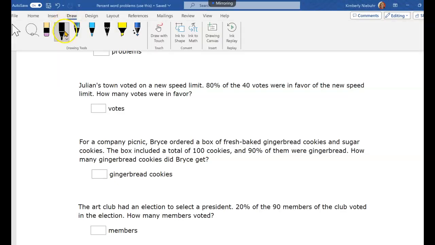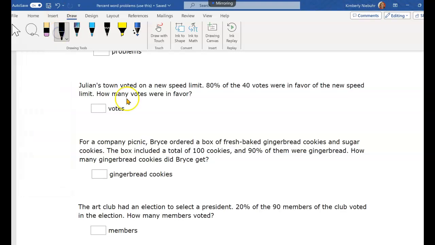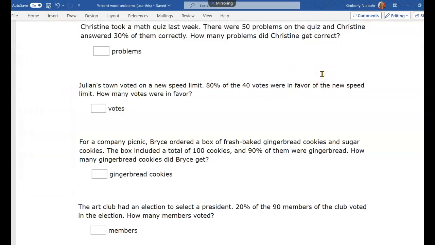Underlining the question. How many problems did Christine get correct? Okay, this is important information. 50 problems and answered 30% of them correctly. How many problems did she get correct?